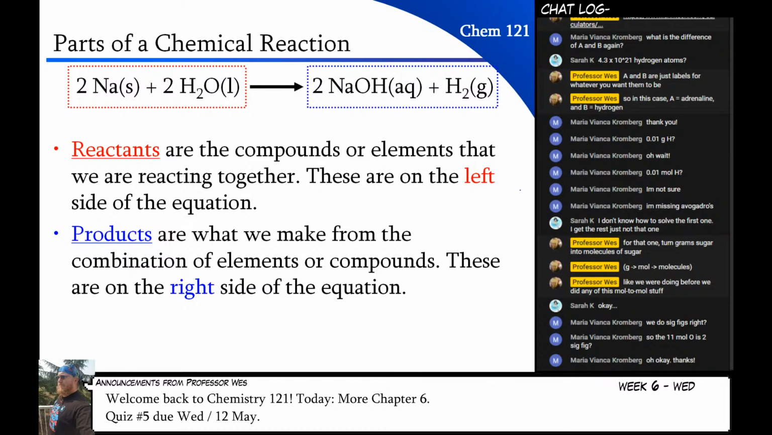Products are what you make from the reactants. Products go on the pointy end of the arrow at the head. Again, most of the time that's going to be on the right side.